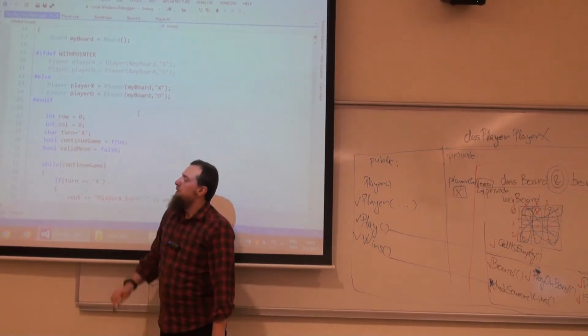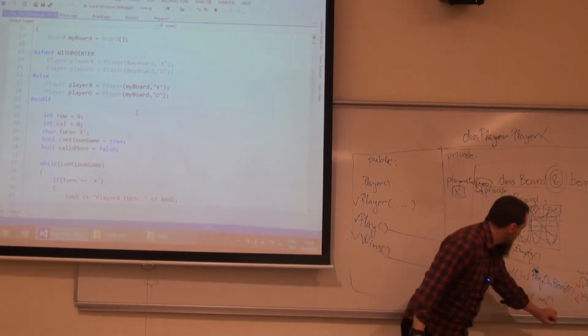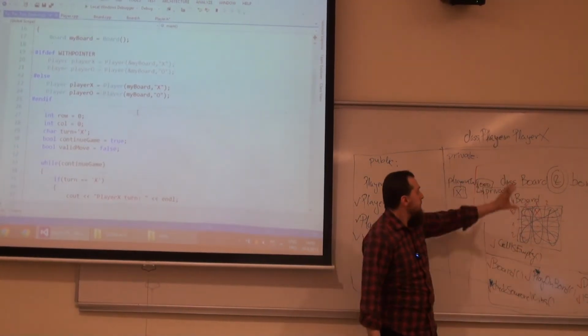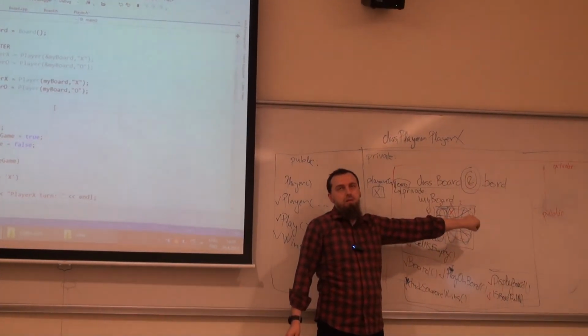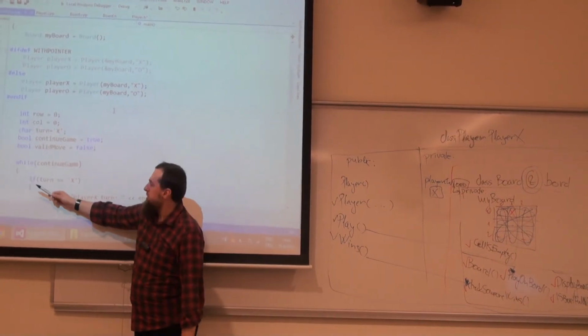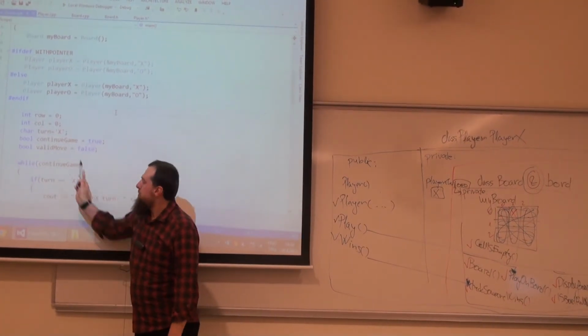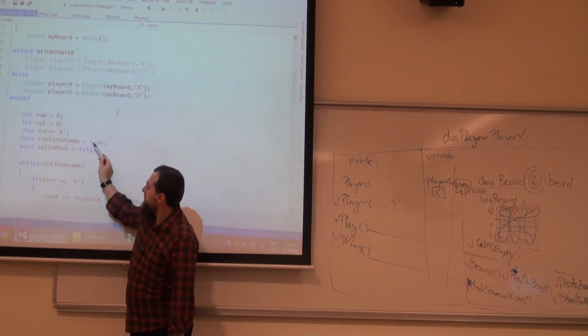Valid move actually will be the value that is returned with this play on board. If we try to make a move outside of the boundaries or put something in a cell that is not empty, valid move will be false. Okay? So initially it's false. In this while loop, we repeat up until this continue game is going to be false.